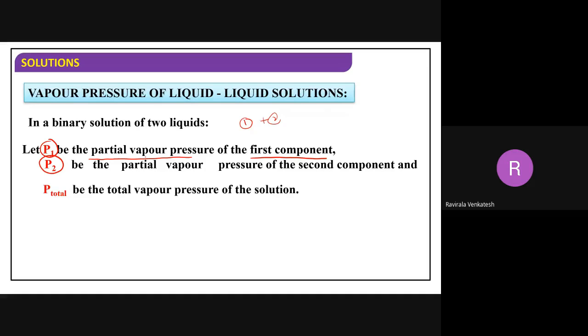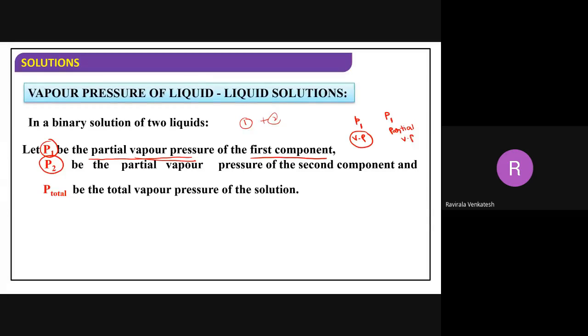Now what is the meaning of partial vapor pressure? What is the difference between the vapor pressure of a liquid and the partial vapor pressure of a liquid? Let me explain better. I have taken a small letter and a capital letter. Now what is the difference? This one is the vapor pressure of the liquid, and this one is the partial vapor pressure of the liquid.